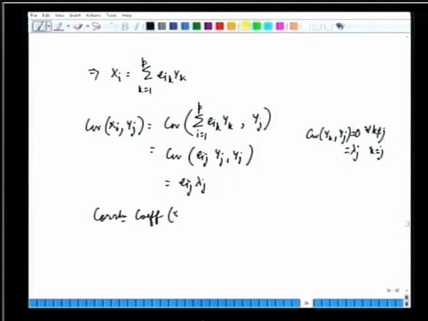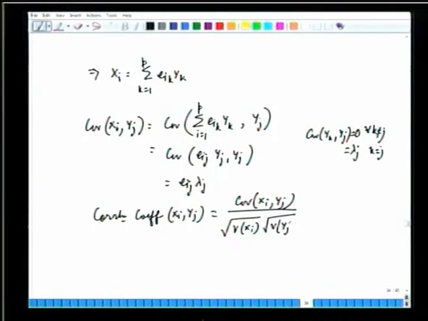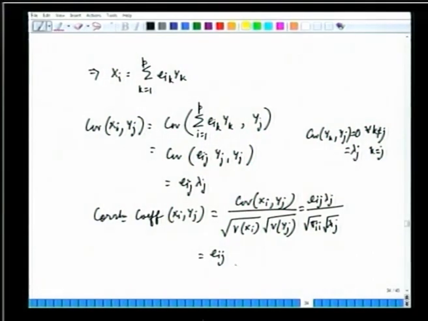So, I am using this relationship, and then I can also consider the correlation coefficient between xi and yj. This is the covariance of xi and yj divided by the root variance of xi times the root variance of yj. I know all these, so I can immediately write this as Eij lambda j over root of sigma ii and root of lambda j. So this gives me Eij root lambda j by sigma i.